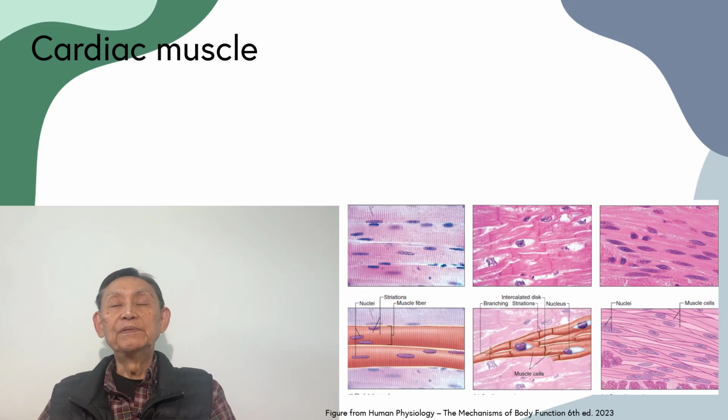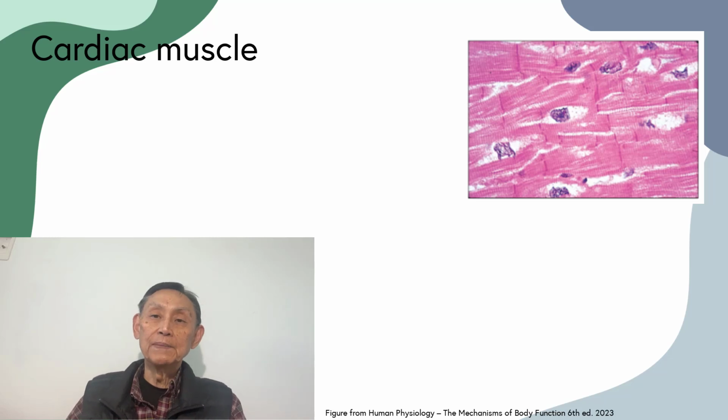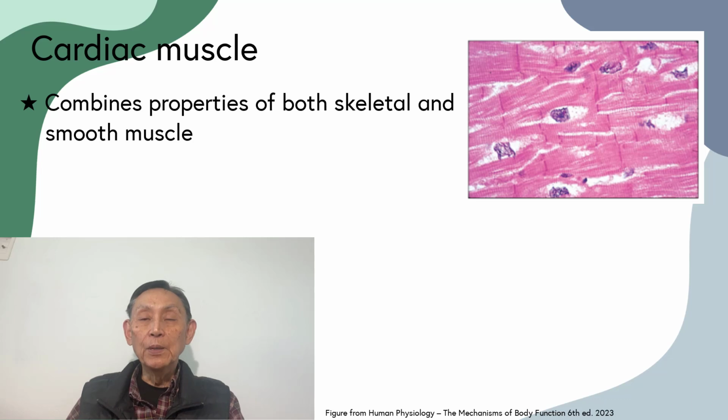Last week, we briefly talked about the cardiac muscle. We will also mention it a little bit when we talk about the heart. So the cardiac muscle combines properties of both skeletal and smooth muscle.